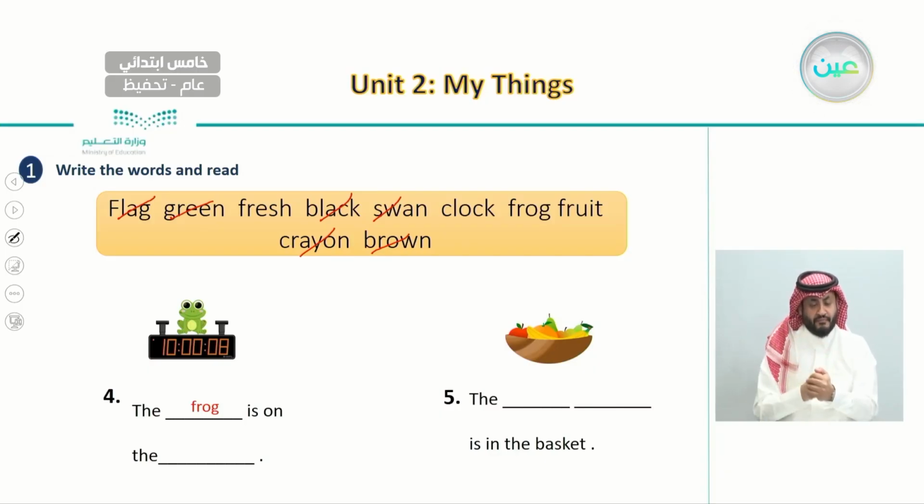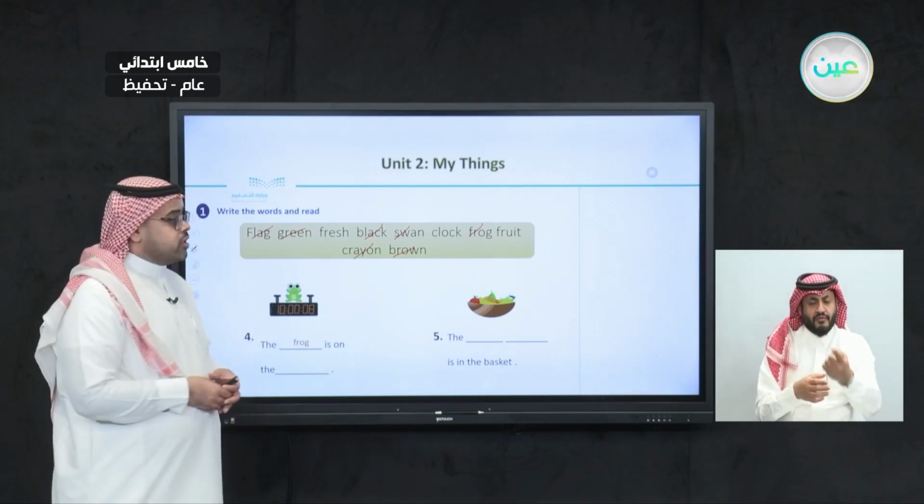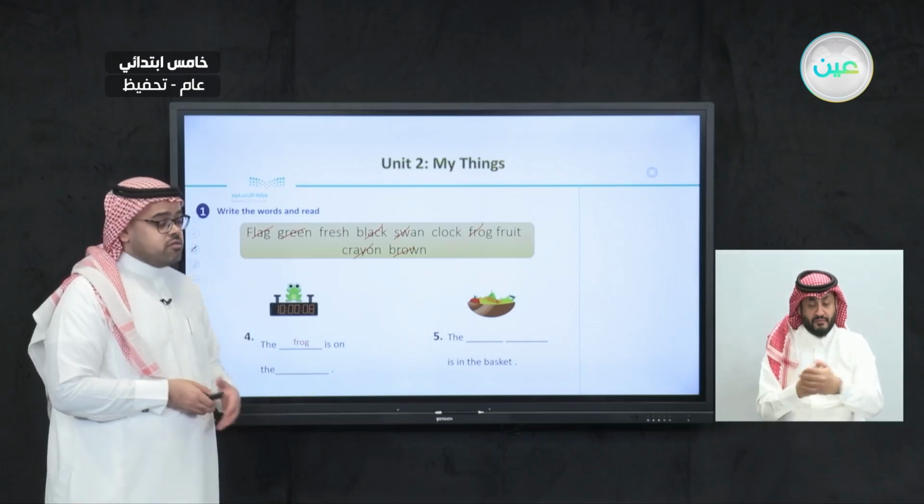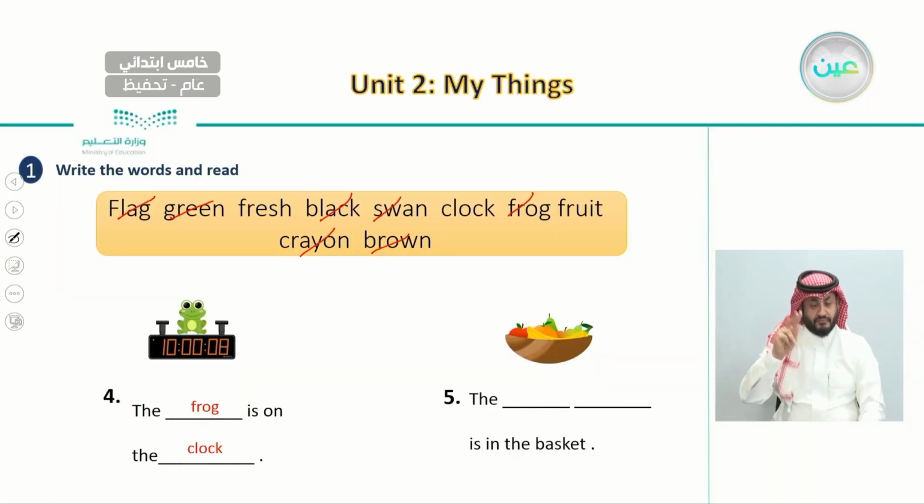So here we do cross the word frog. So the frog is on what exactly? Here we have the remaining three words, fish, clock, and fruit. So we can say that the frog is on the clock. On the clock. So here we go to the word clock and we cross it. This will leave us with only two words.